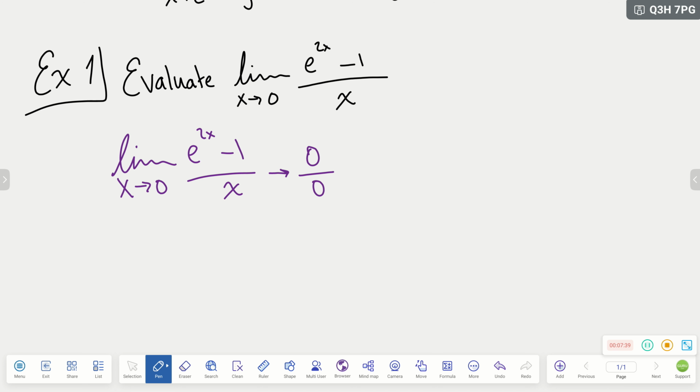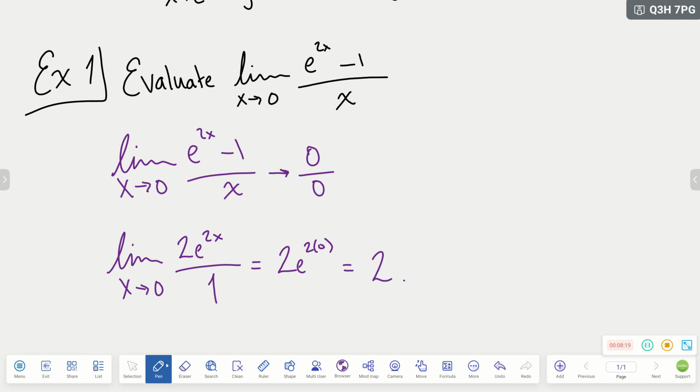So now that I know that I get an indeterminate form of 0 over 0, because e to the 0 is 1, so 1 minus 1 is 0, and then you just plug 0 in for x, I can now say that this is the limit as x approaches 0 if I take the derivative. The derivative of e to the 2x is 2e to the 2x. The derivative of negative 1 is 0. And then I divide by the derivative of x, which is 1. Now I can plug in 0, and I get 2e to the 2 times 0, which gives me 2.